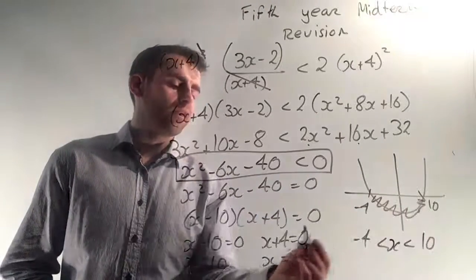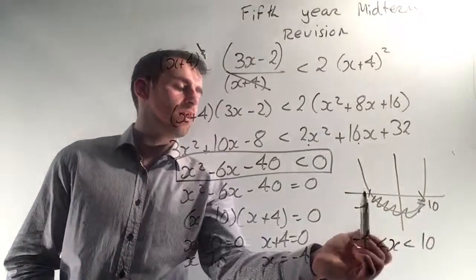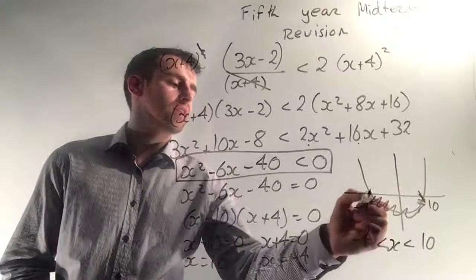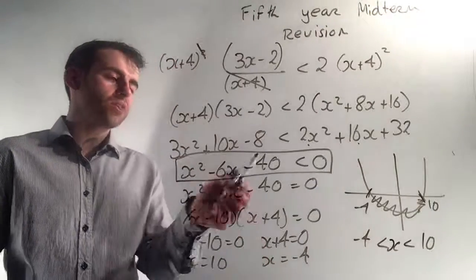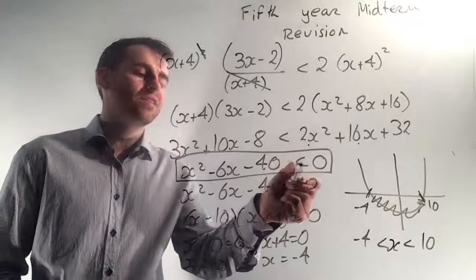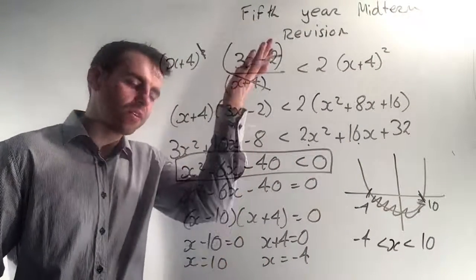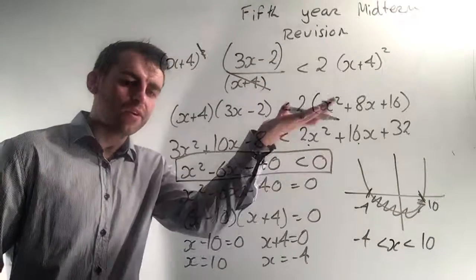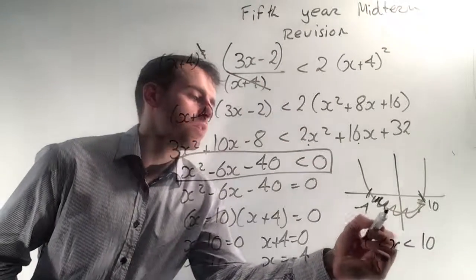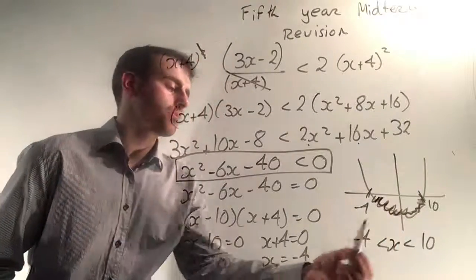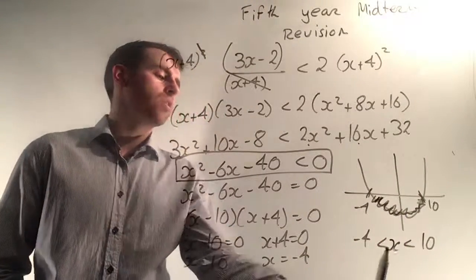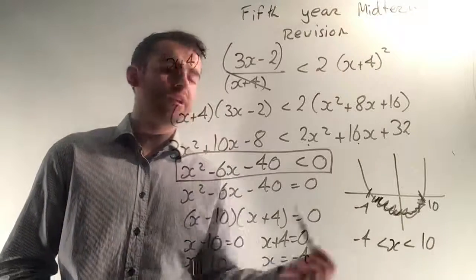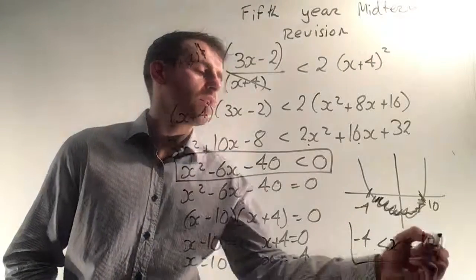So I've sketched a graph here. I know the roots of this quadratic are 10 and minus 4. In other words, it crosses the x-axis at 10, it crosses the x-axis at minus 4. And the question was, when is the quadratic less than 0? If it's less than 0, that means the y value is negative. In other words, it's below the x-axis. So I've shaded that region in here. Clearly, the graph is below the x-axis between minus 4 and 10. So your answer is x needs to be greater than minus 4, but it needs to be less than 10. And that's your final answer in that case.